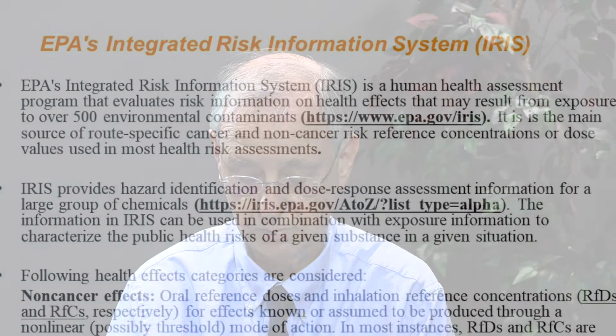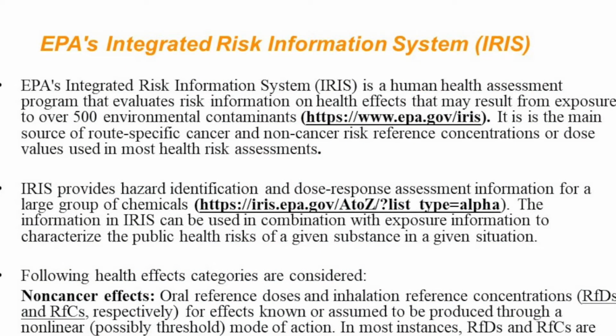Next slide shows the suggested or recommended source of risk information, where to find information that links the potential health outcomes resulting from exposures. And the well-known source is the EPA's Integrated Risk Information System. In short, it's called IRIS.